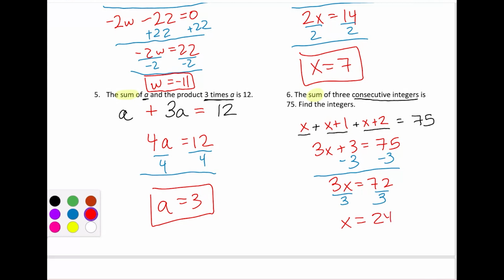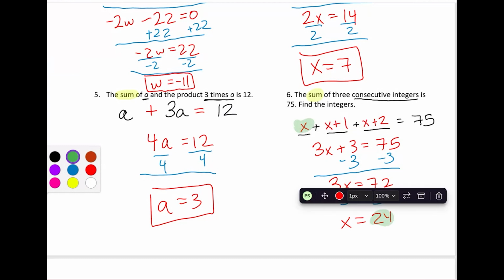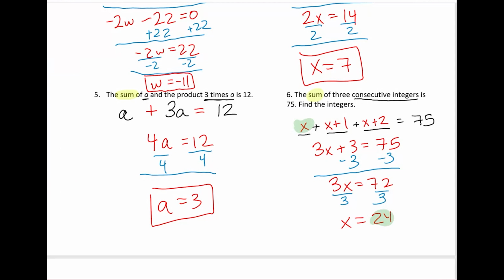Yeah. So I don't want you to be done here because it's not just asking for the smallest integer. This 24 is really just the first integer. But it's asking for all 3 of them, just to make sure that all 3 consecutive integers add up to 75. So if x is 24, then x plus 1, which would be the next one, is 25. And the next one, x plus 2, would be 26. And if you add these up, you'll find, sure enough, they do add up to 75.